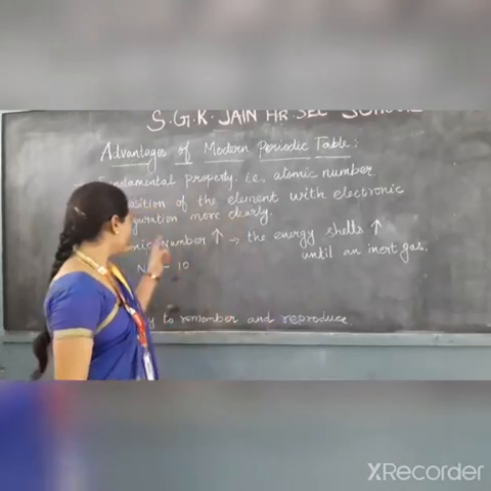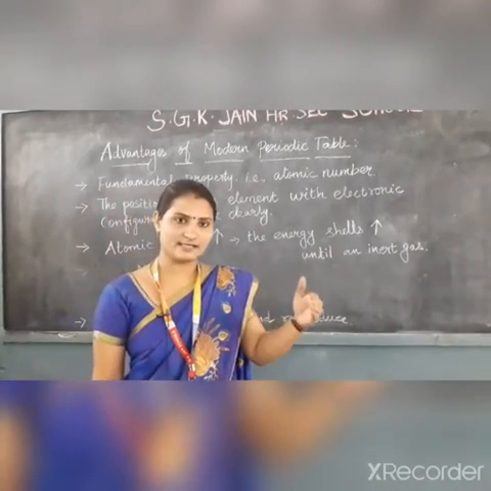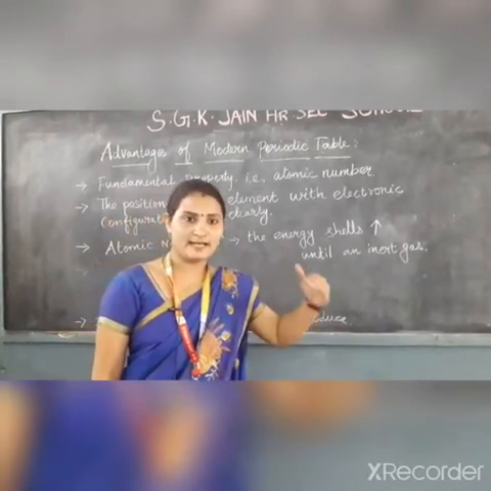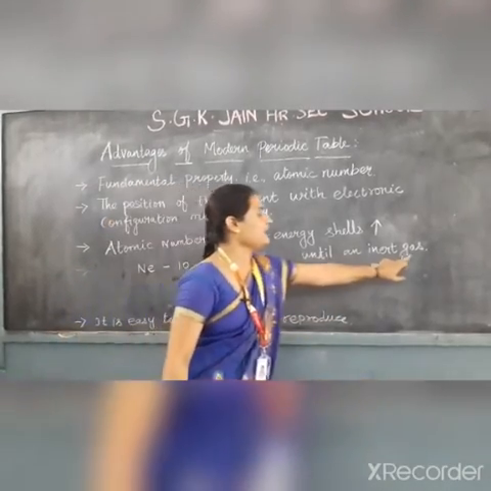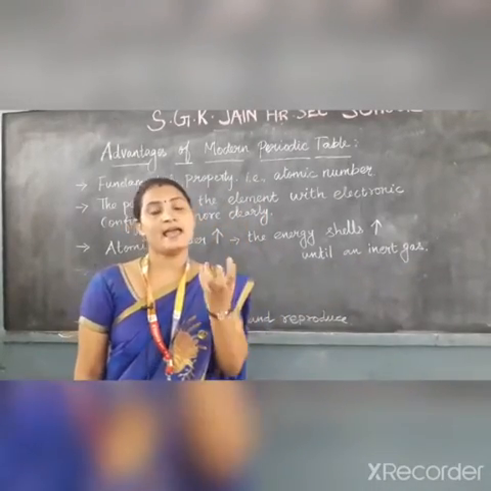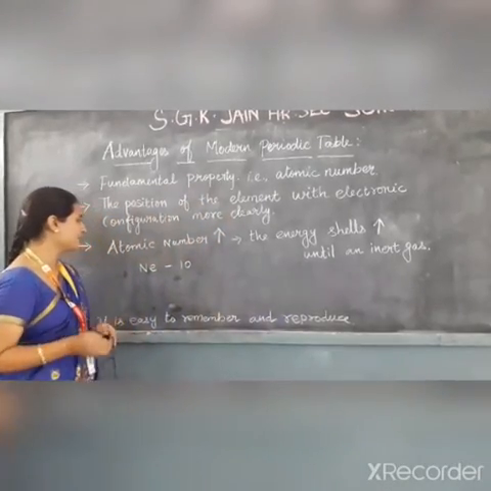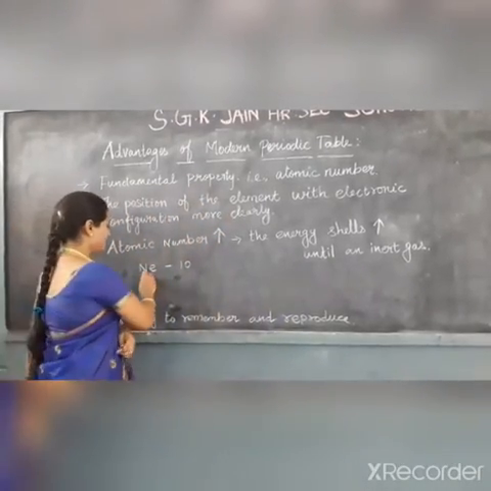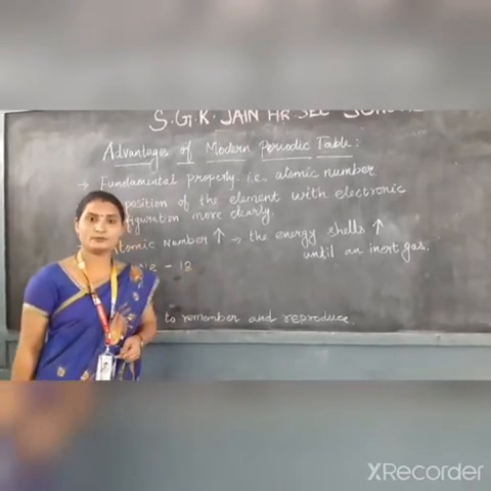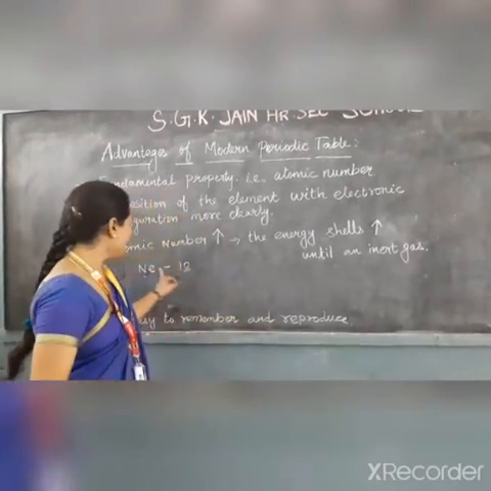And the third one is atomic number. When the atomic number increases, the energy shells are also gradually filled up until an inert gas. What do we mean by inert gas? It has a stable electronic configuration. I will tell you, for example, the inert gas neon. Its atomic number is 10. I want to do the electronic configuration for neon gas.